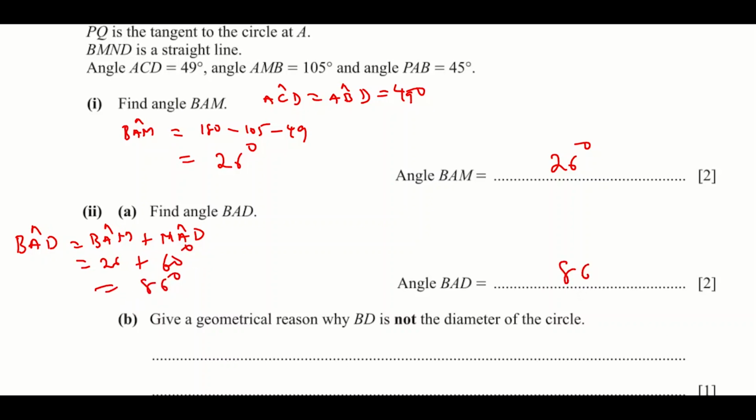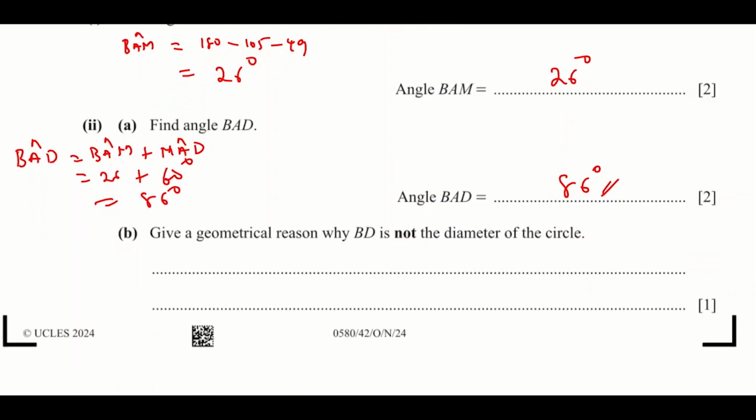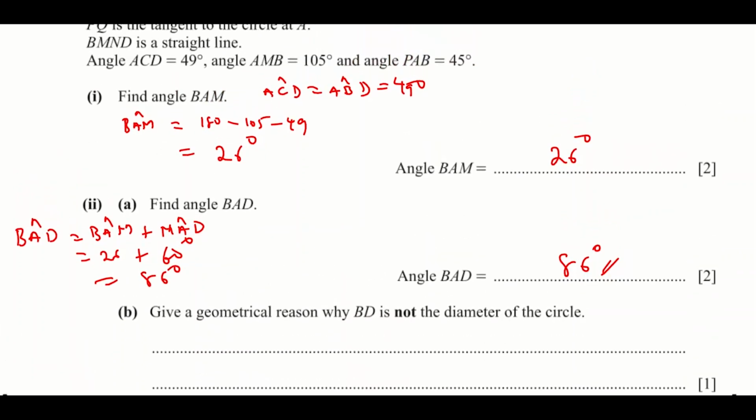So it will be 86 degrees straight away. So part B, give a geometrical reason why BD is not the diameter of the circle.